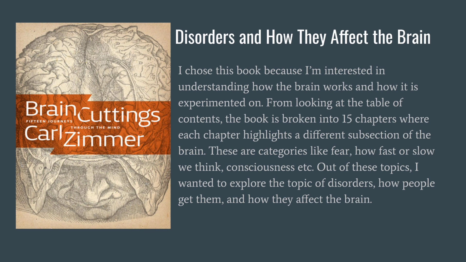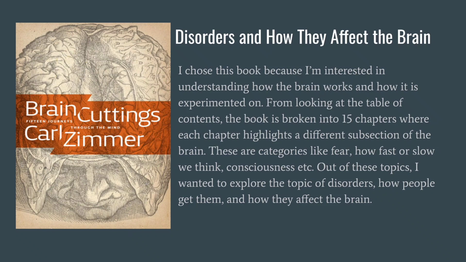I chose this book because I'm interested in understanding how the brain works and how it is experimented on. Looking at the table of contents, the book is broken into 15 chapters, with each chapter highlighting a different subsection of the brain. These are categories like fear, how fast or slow we think, and consciousness, etc.